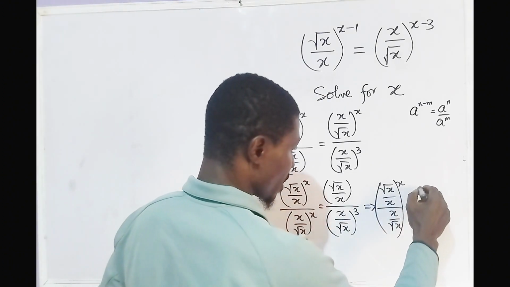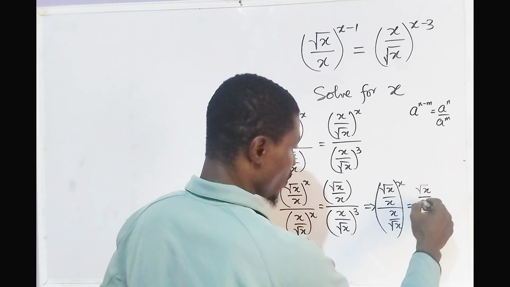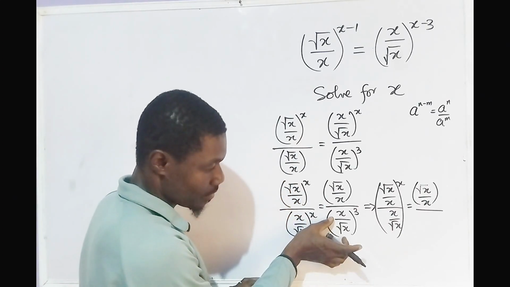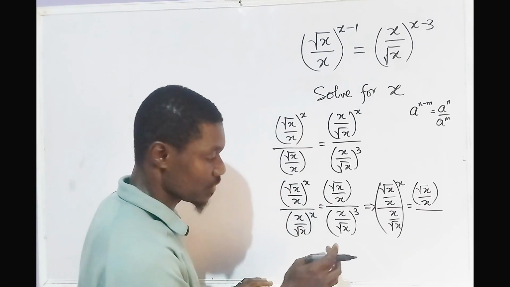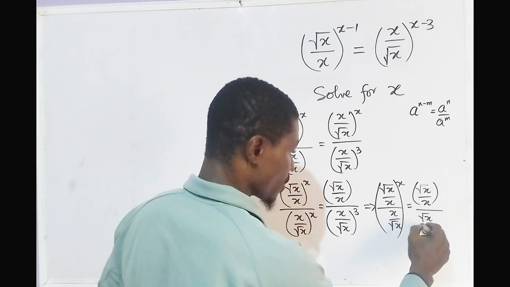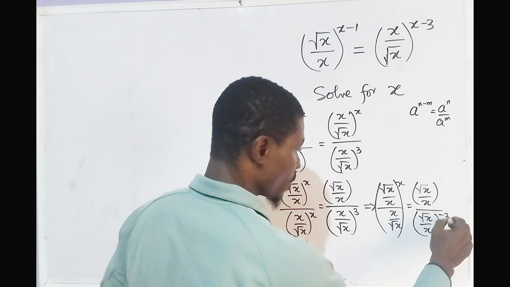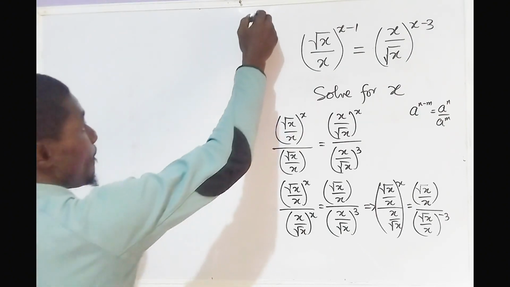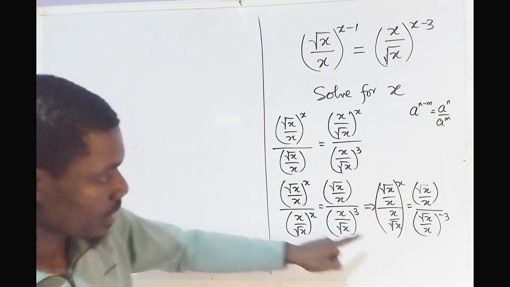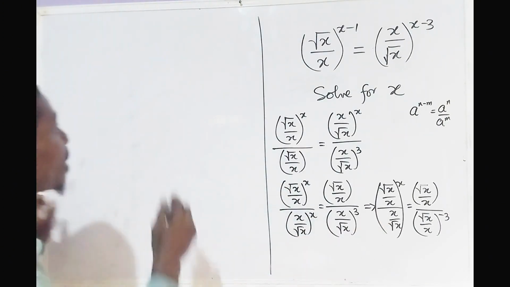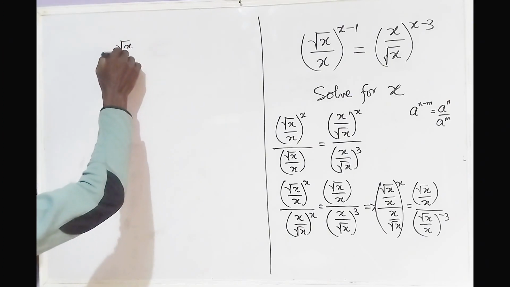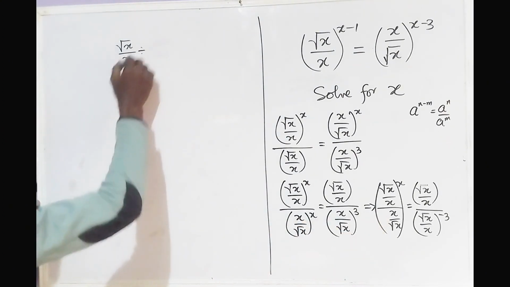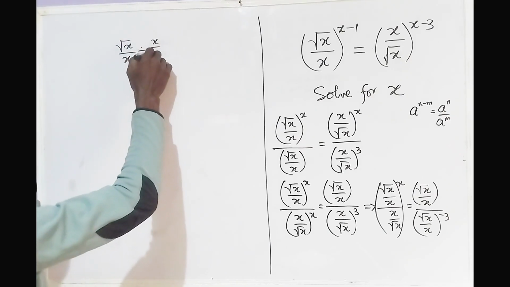We can say this is the square root of x all over x, then all over, flip this base. By flipping it, this one becomes negative, so we have the square root of x all over x all raised to the power of minus what? 3. All right, so let's bring this over to this end. This is the same thing as saying the square root of x all over x, divided by x all over the square root of x.